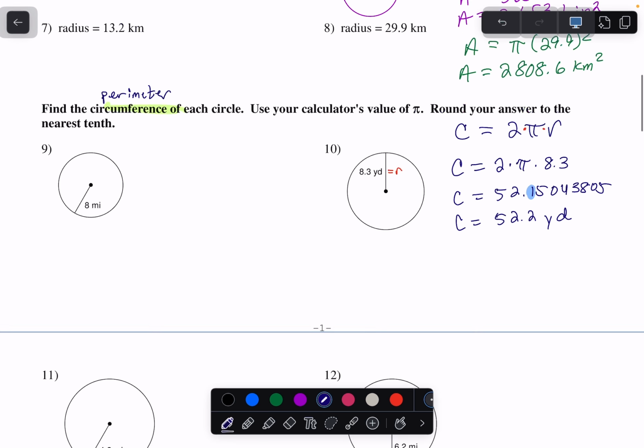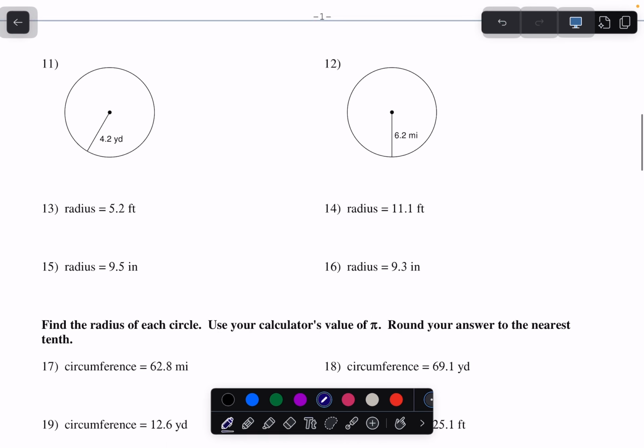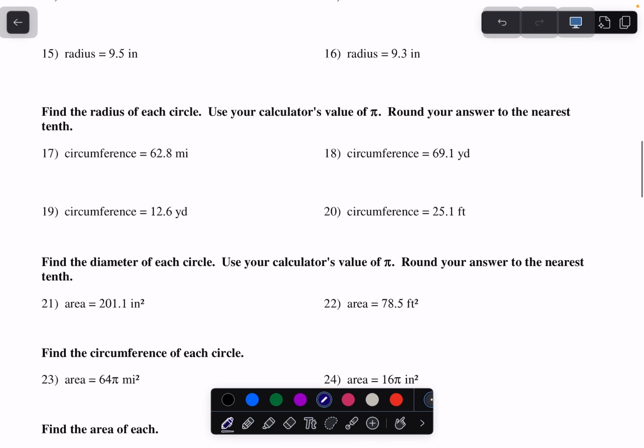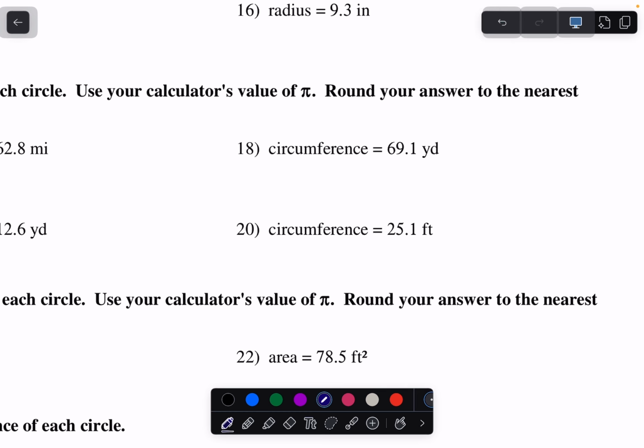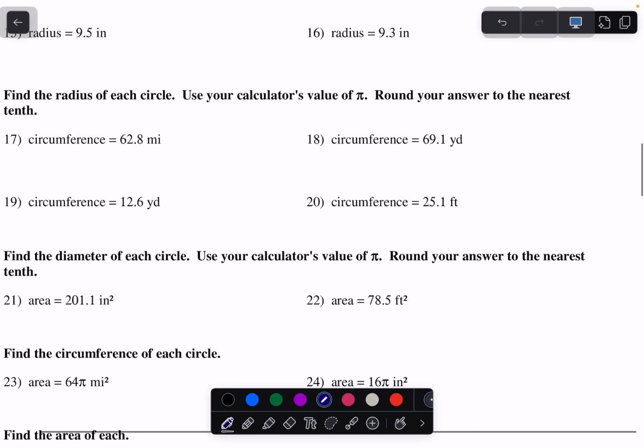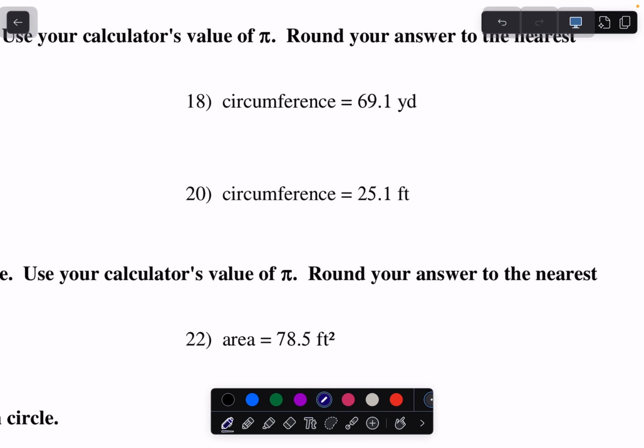Okay, now flip your paper over, please. And I want to talk about 18 and 20. Okay, let's go to 18 and 20. 18 and 20 says, find the radius of the circle, use the calculator's pi button, and round our area to the nearest tenth. So now we're going to be going backwards. Okay, so now we need to use some algebra skills. So let's do 18 and 20 together.